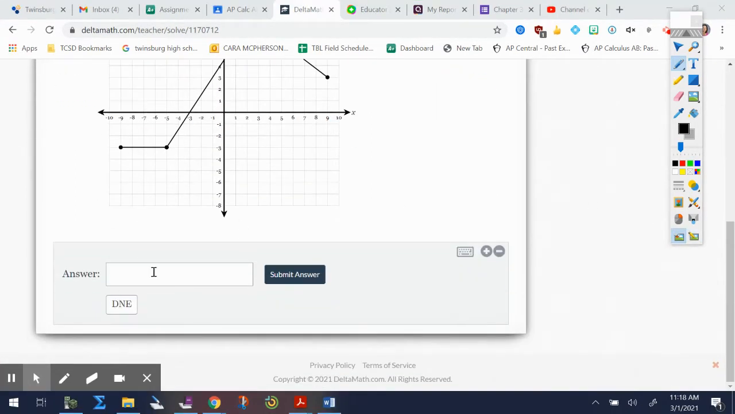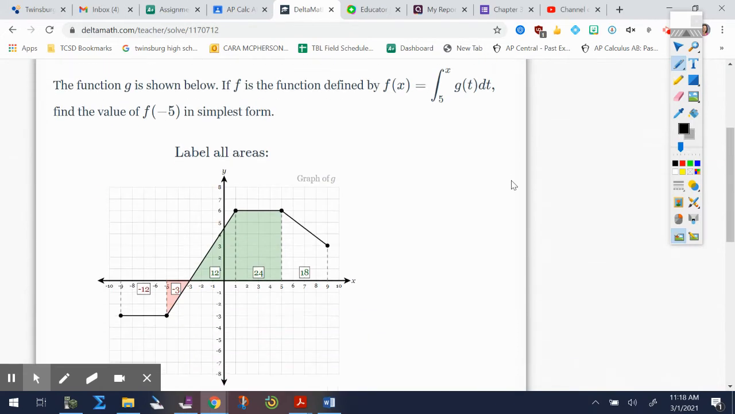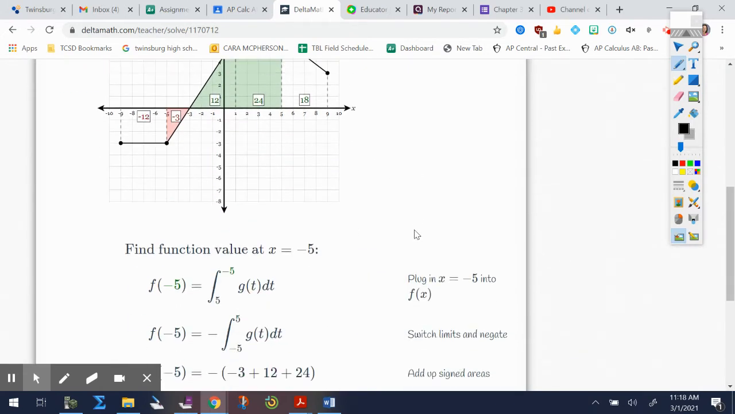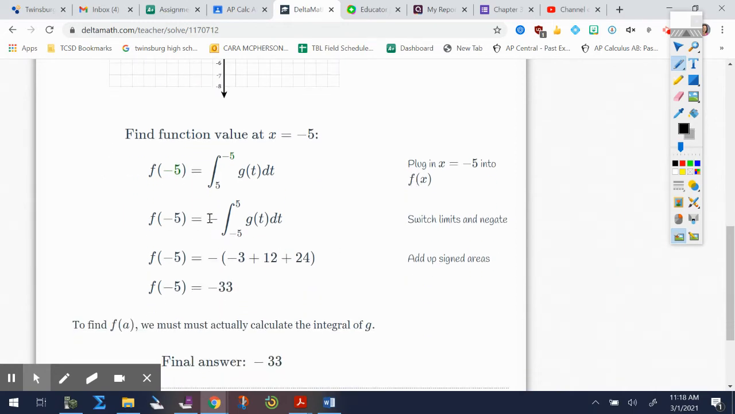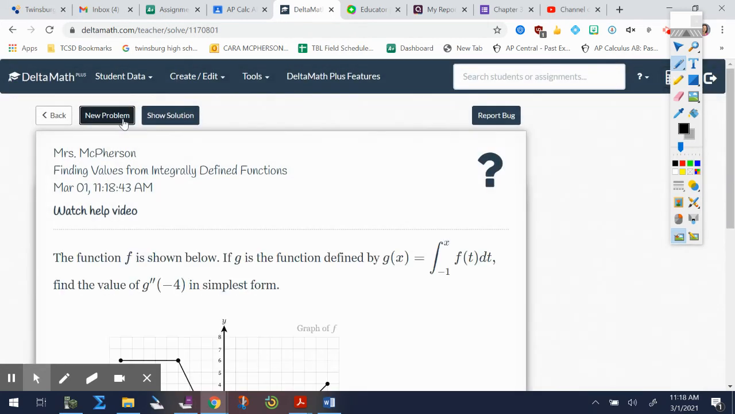So I'm going to type that in as my answer. And I also want to show you what they'll do. They do a lot of what we do, so if you need to see a couple of their examples, that could definitely help. They also mention the negation because of the boundaries to get your answer. So that's the first type you could see. Next, I want to do a first derivative one.